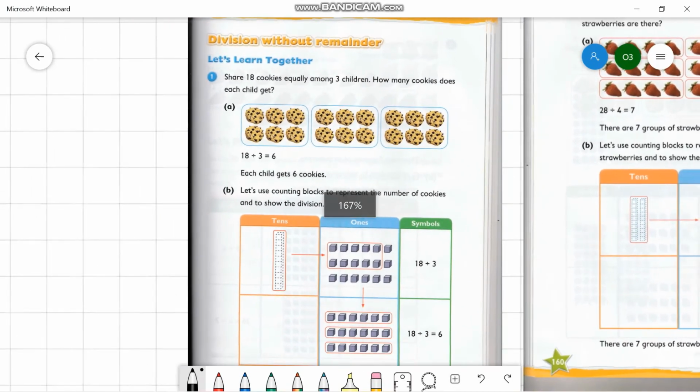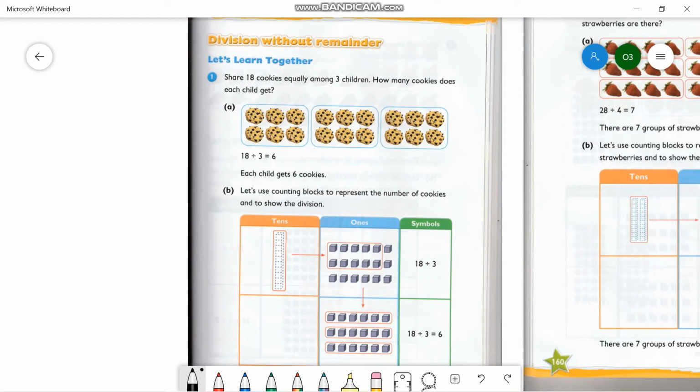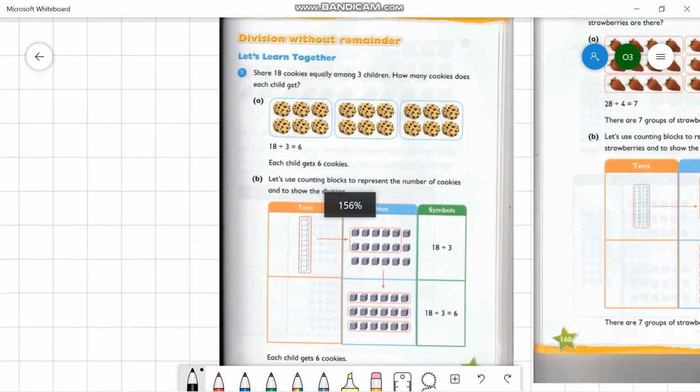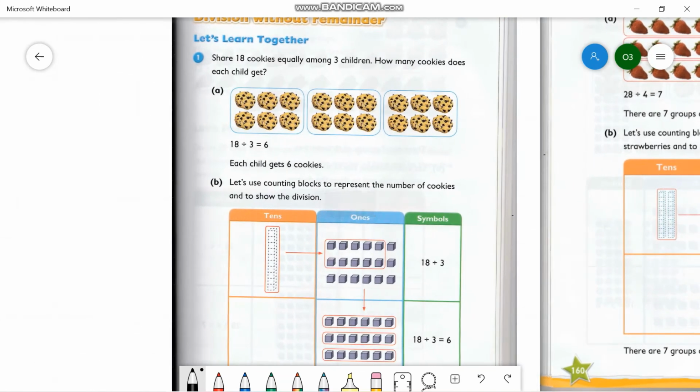Now everyone, let's go to the book. This is page 159, student's book. You will see some examples here. Let's discuss one by one. Number 1, share 18 cookies equally among 3 children. How many cookies does each child get?